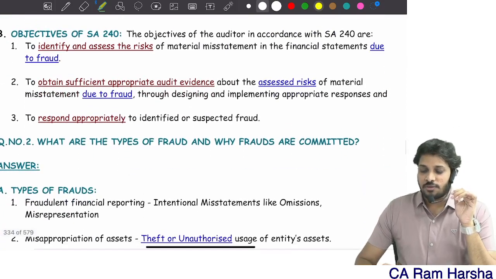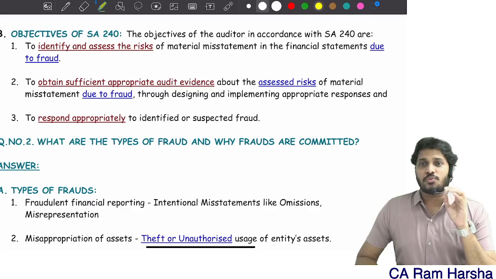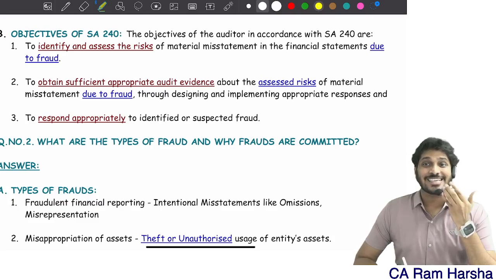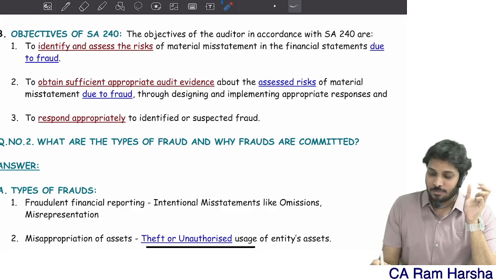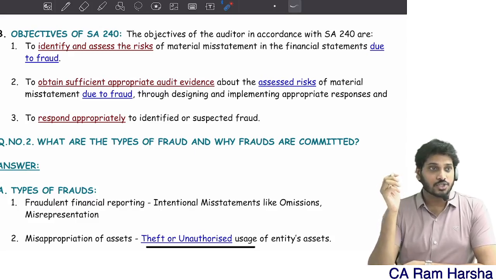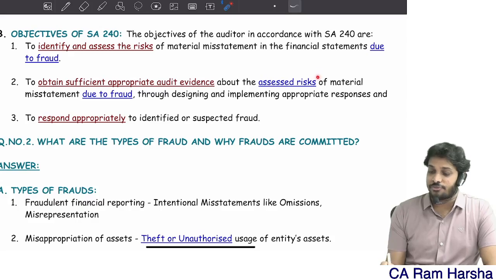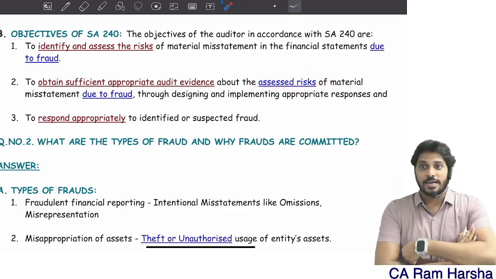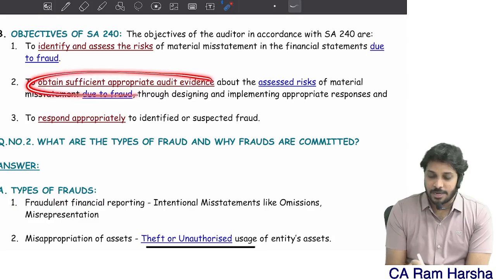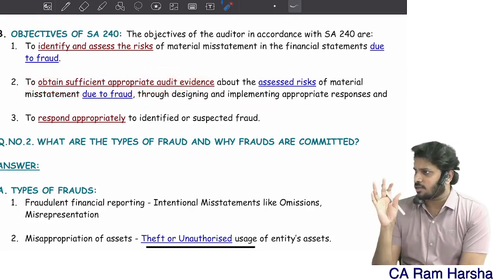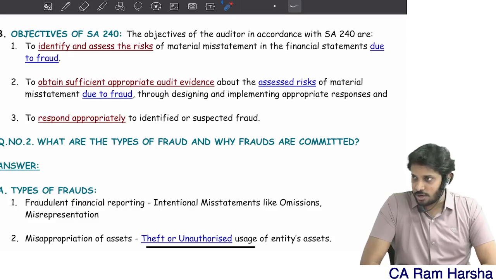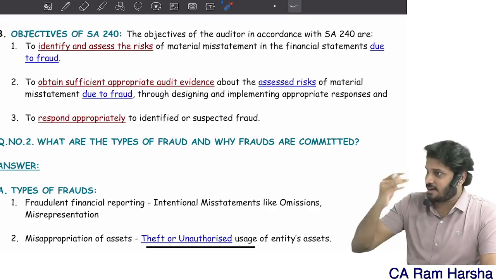Now, what is the objective of the auditor under 240? Are we supposed to identify the frauds performed by the management? No. Our objective is to do risk assessment. When we are doing risk assessment, we are liable to identify the risk of fraud. Suppose you identified and assessed any risk of fraud. You need to design appropriate audit procedures to address that risk. If you identify any risk of fraud, you assess that risk, like high level or low level.